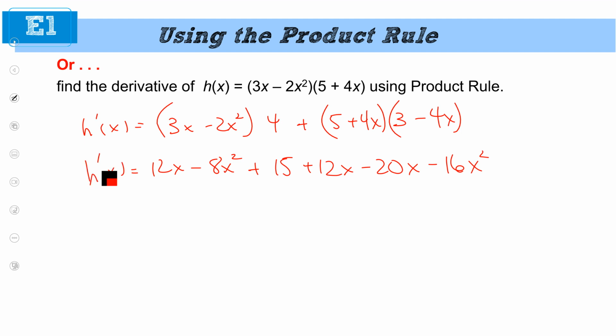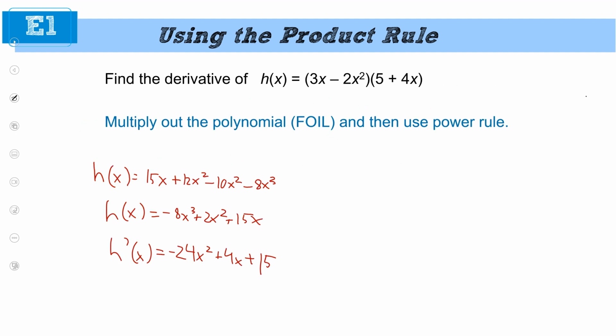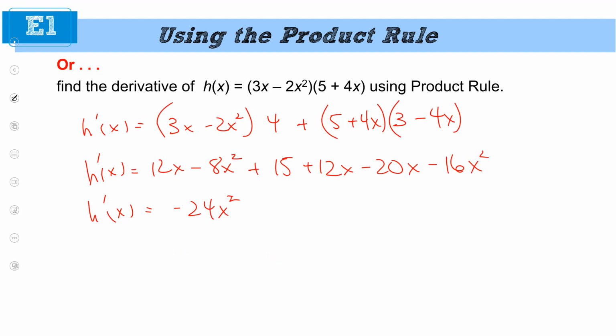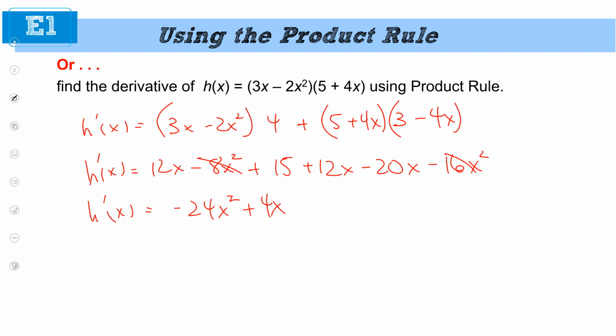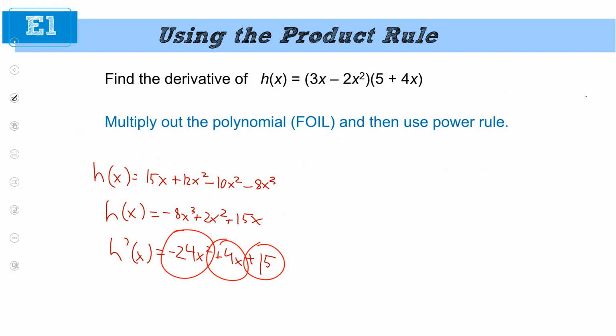H prime of x. Okay, so let's see. I've got negative 24x squared. I've got a 12x plus a 12x is a 24x minus a 20x is a plus 4x. Done. And I got a little 15 on the back end. Yes! Same.